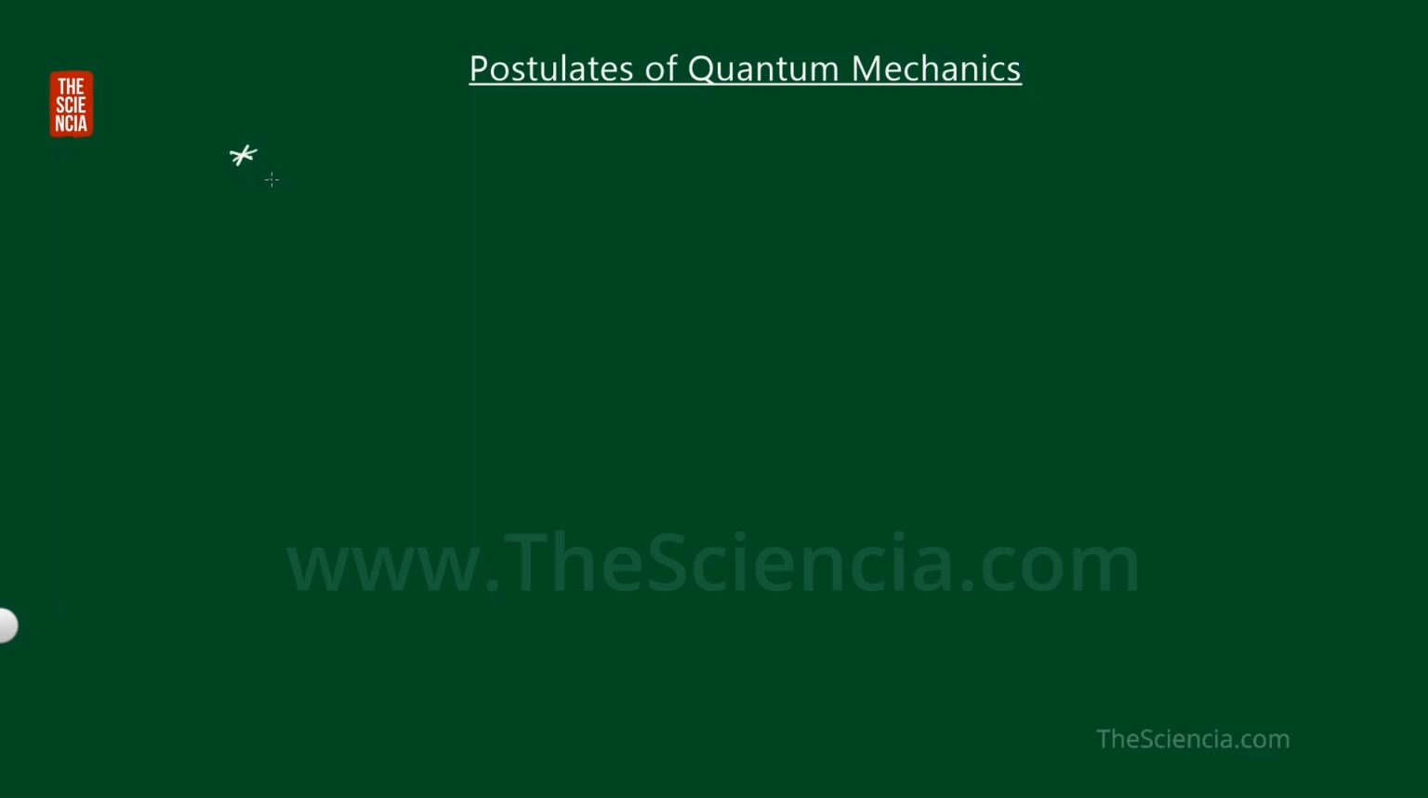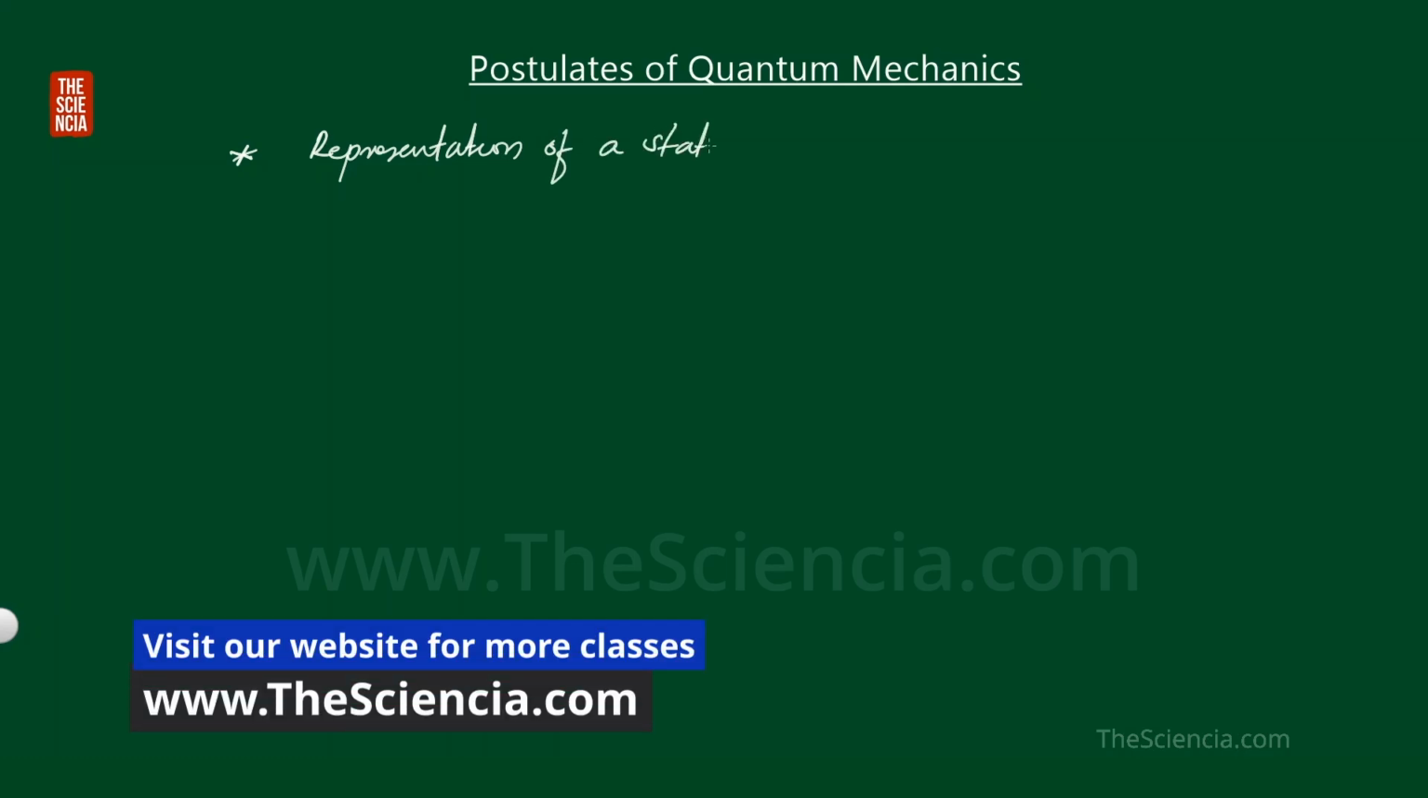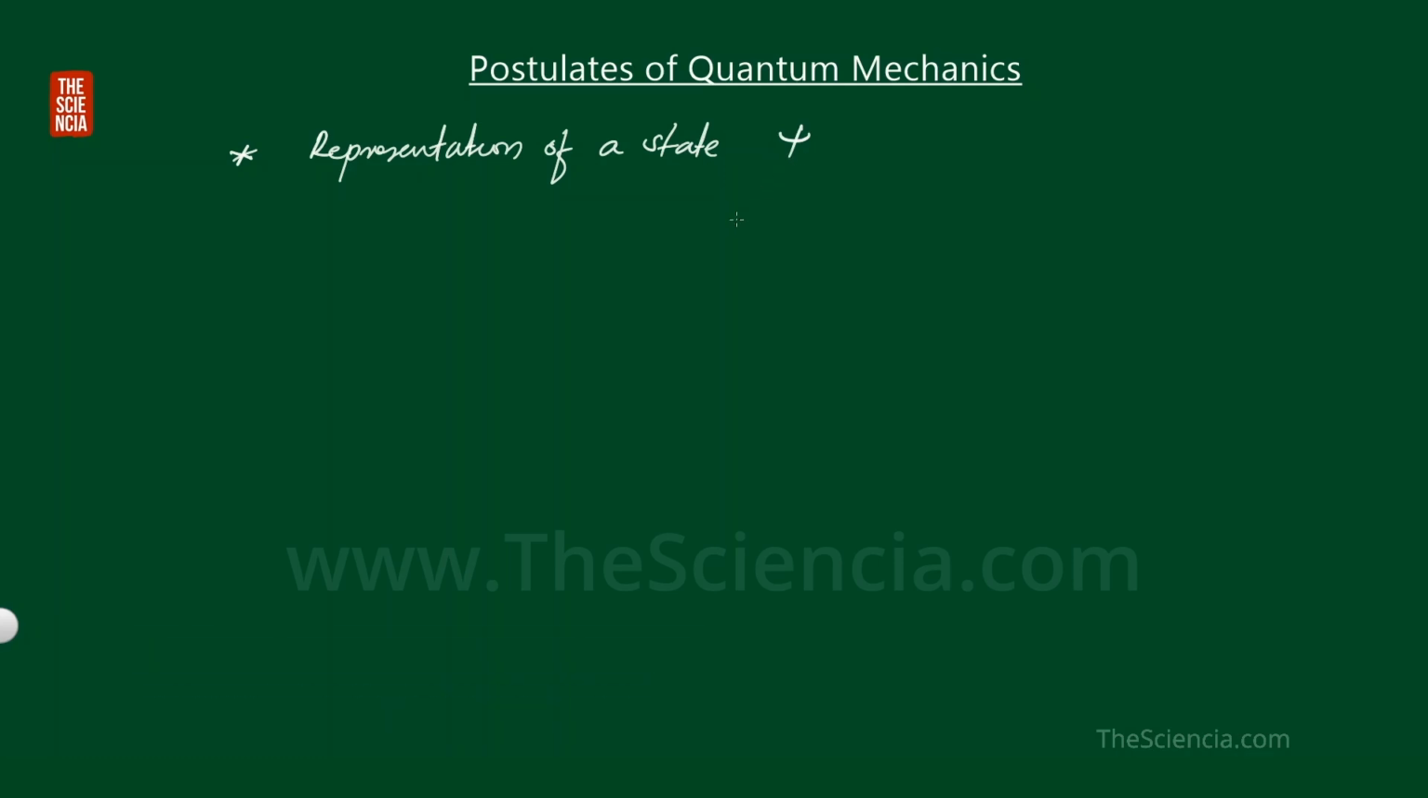First postulate is about the representation of a state in quantum mechanics. So usually we represent it by some notation. So we can take psi. So we can represent a state of a quantum mechanical particle by a state psi. And this state psi is specified in a space, that is Hilbert space and all.